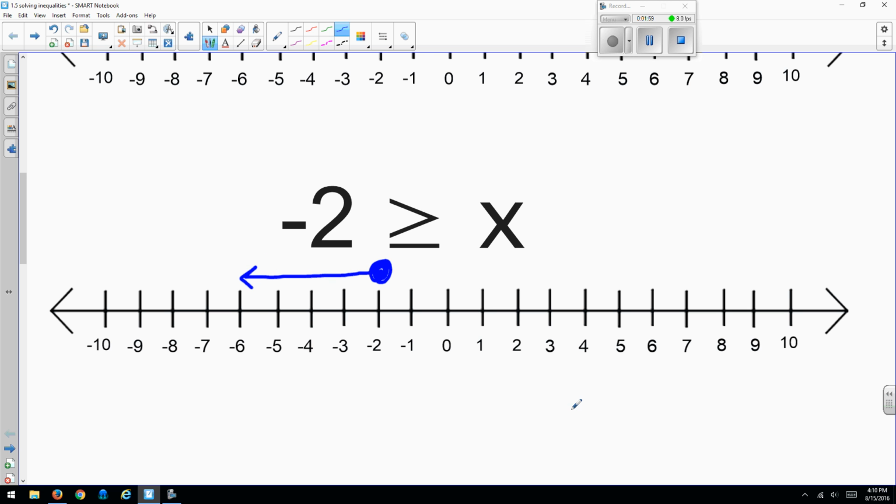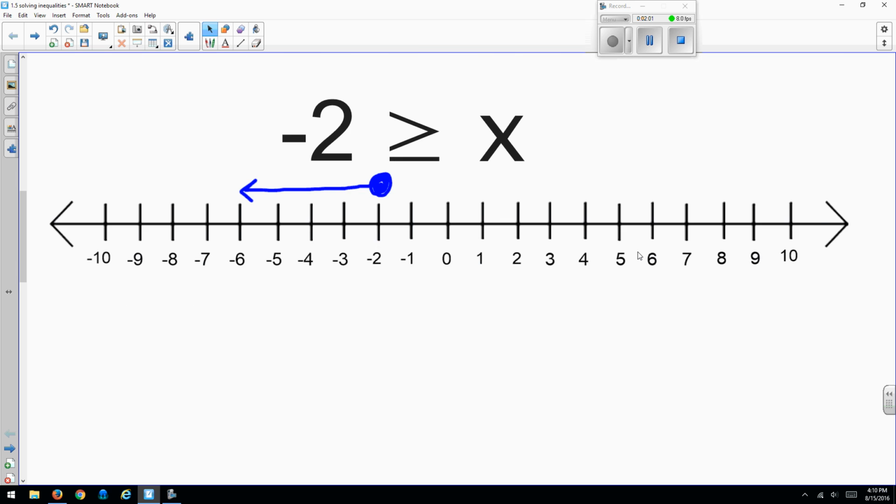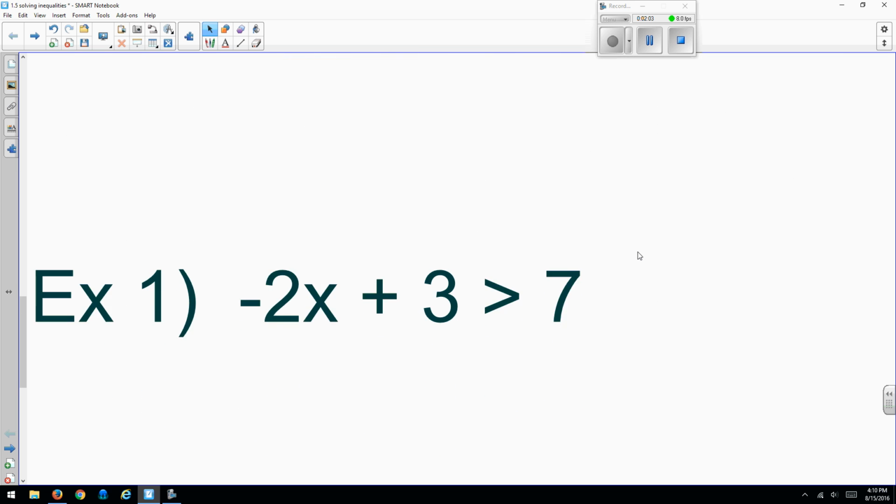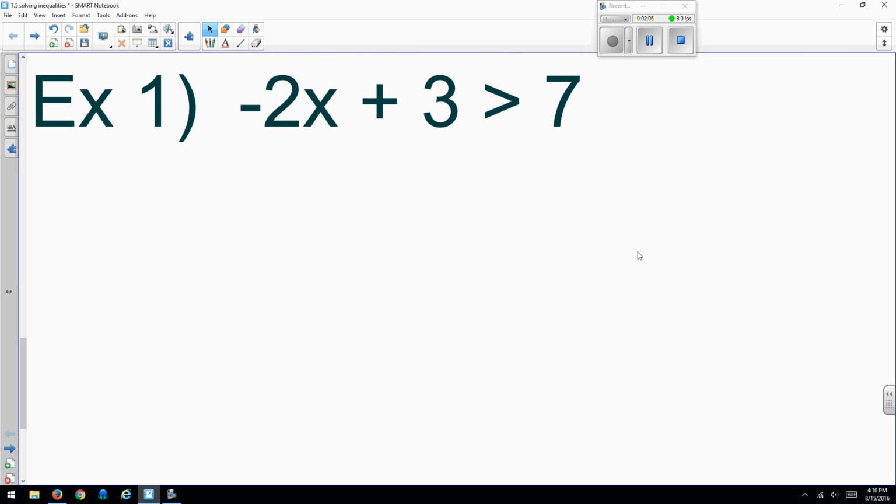That's the basics. So now we're going to go ahead and get to example 1, where we have one that's a little bit more involved. So we have to go ahead and solve for the variable first. We're going to do that exactly like an equation. We're going to solve for x. And so I'm going to go ahead and subtract 3 from both sides.